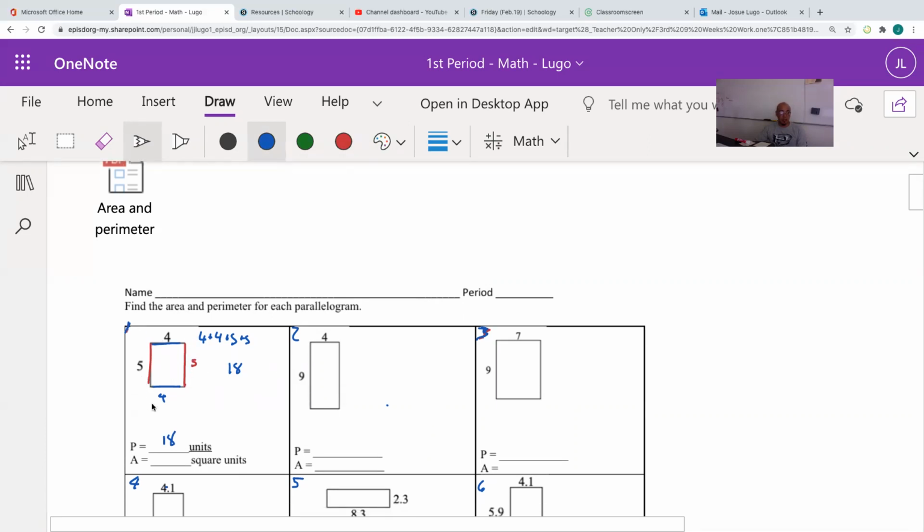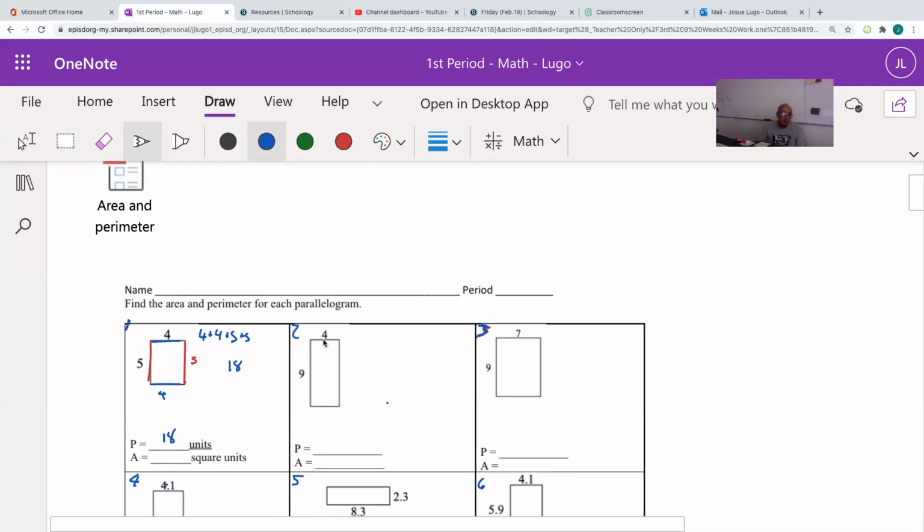All right. In fact, if we look at number 2, which we're not done with number 1, but if we look at number 2, we would follow the same process. So this would be 4, this would be 9, and we would just add them all together. 9 plus 9 is equal to 18. 4 plus 4 is equal to 8, and 8 plus 18 would give us 26 units. So that's perimeter. But what about area?